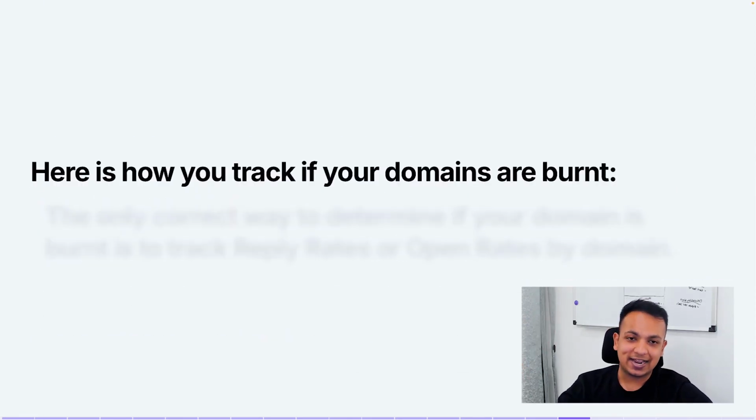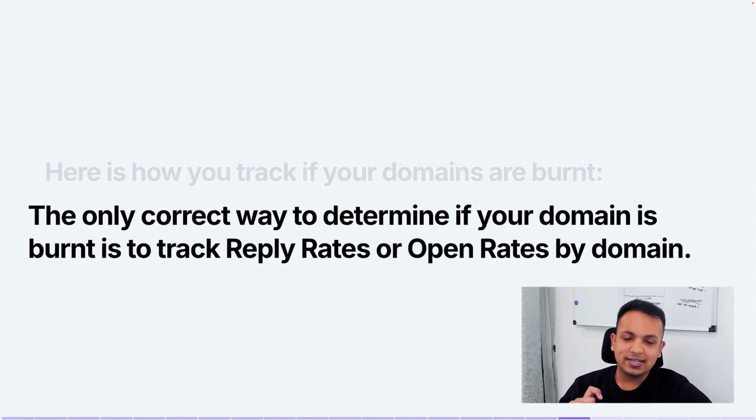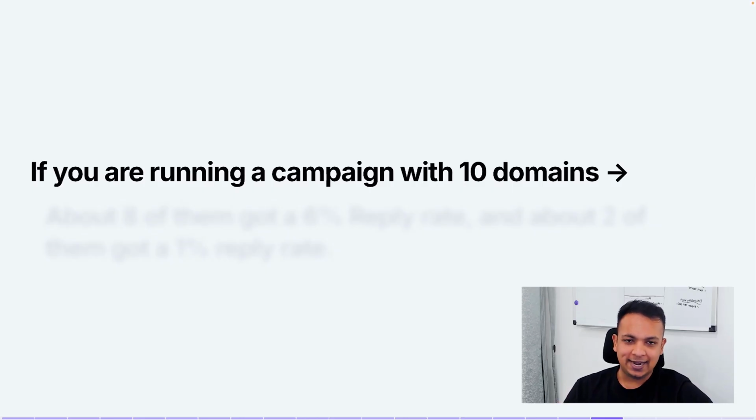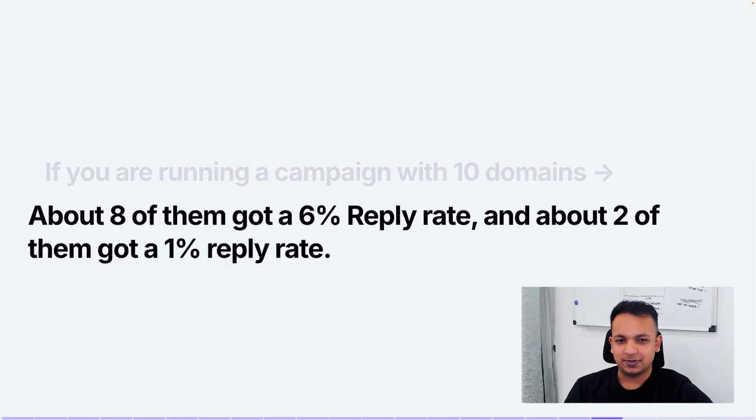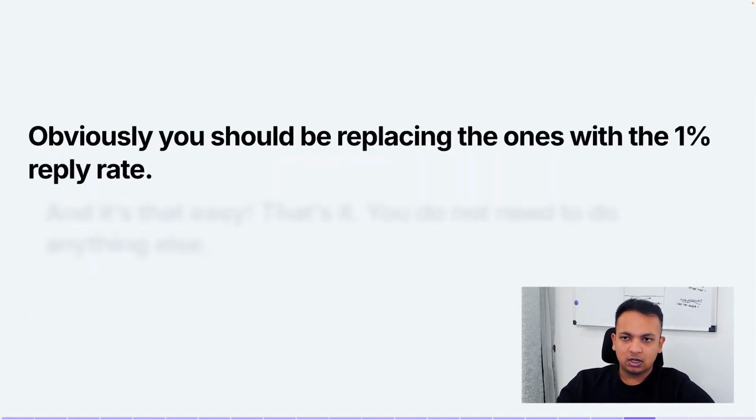So here is how you track if your domains are burnt. The only correct way to tell if your domain is burnt is to track reply rates or open rates by domain. If you're running a campaign with 10 domains, and about 8 of them get a 6% reply rate and about 2 of them get a 1% reply rate, which of your domains are burnt? Hopefully you all said the 1% reply rate ones. If you remove those two, your campaign metrics shoot up, because you're no longer wasting leads. It's as simple as that. Obviously, you should be replacing the ones with the 1% reply rate.